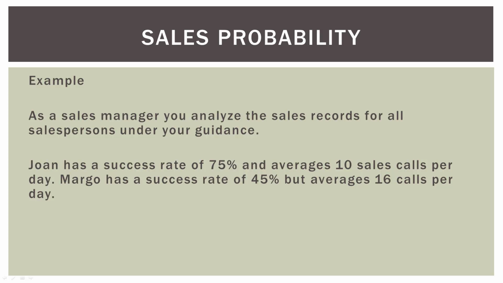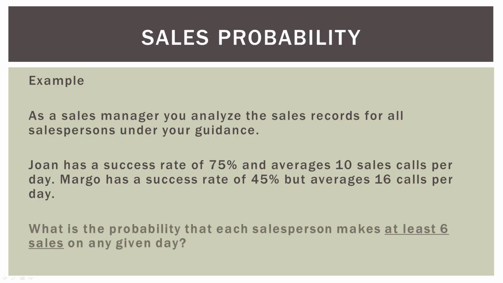Now Margot, on the other hand, has a success rate of 45%. So her chance of making a sale when she makes a sales call is only 45%. But she averages 16 calls per day. And in the previous video, we were asking this question. What is the probability that each salesperson makes at least 6 sales on any given day? Because that was our sales quota. We wanted our salespersons to make at least 6 sales per day.